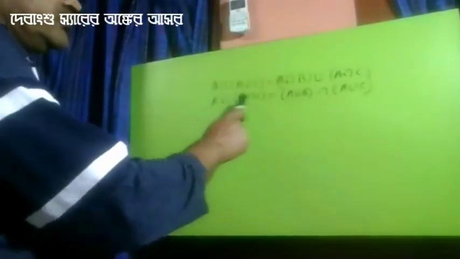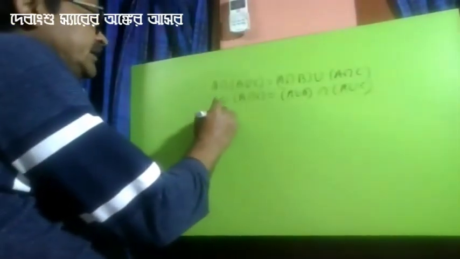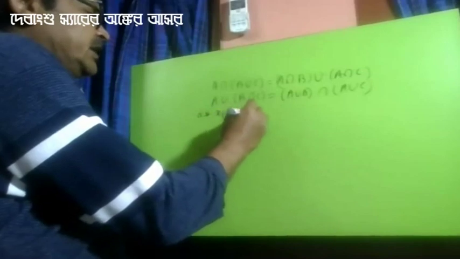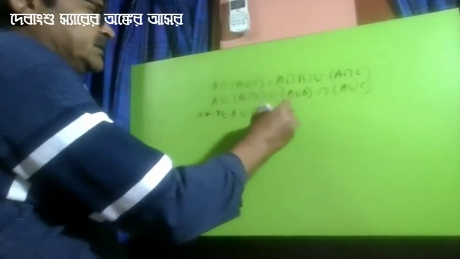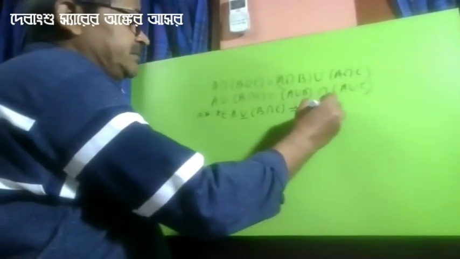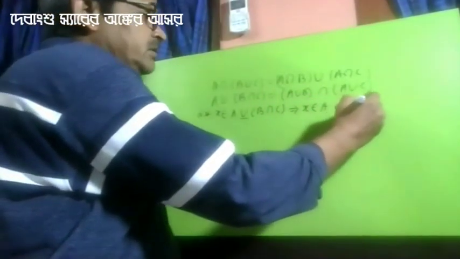Last day we proved this. Today we'll start with this. Let X belong to A union (B intersection C). Since it is in a union, that implies X belongs to A or X belongs to B intersection C.